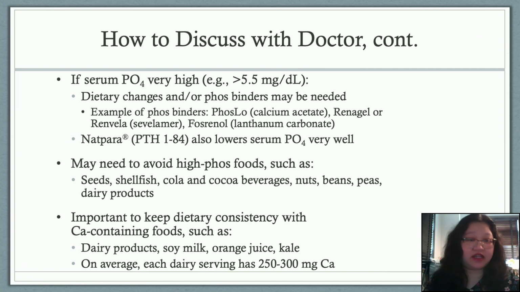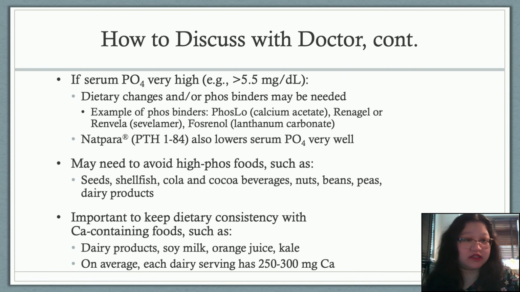PTH replacement therapies definitely lower serum phosphorus very well. So if you're able to get on one, like Yorvipath off-label, or if you're on NatPara, et cetera, that'll help. I just listed some of the high phos foods there, so you want to avoid those to be on a low phos diet.